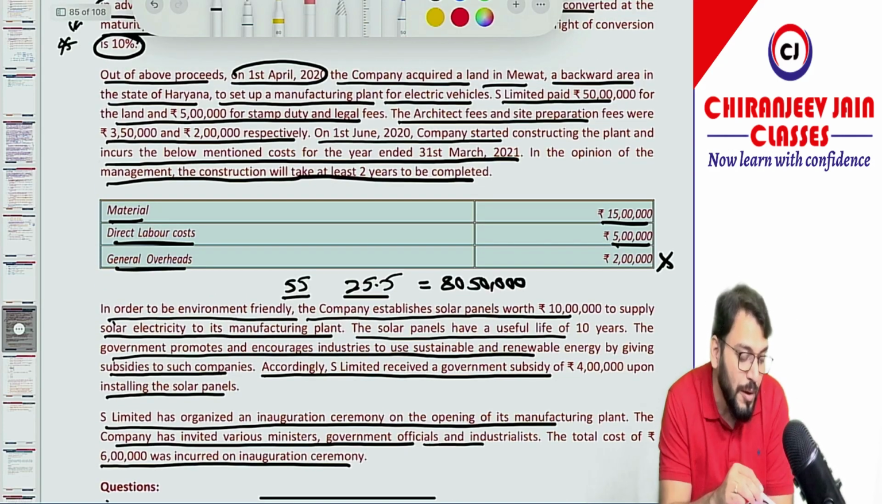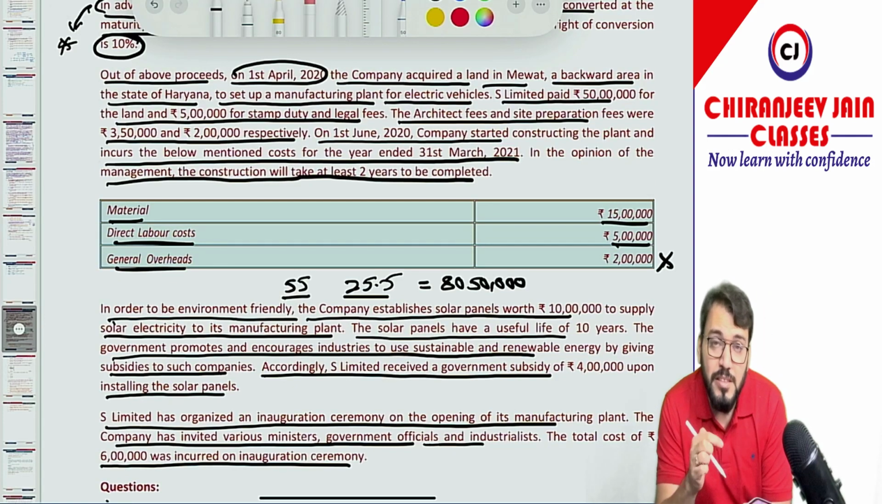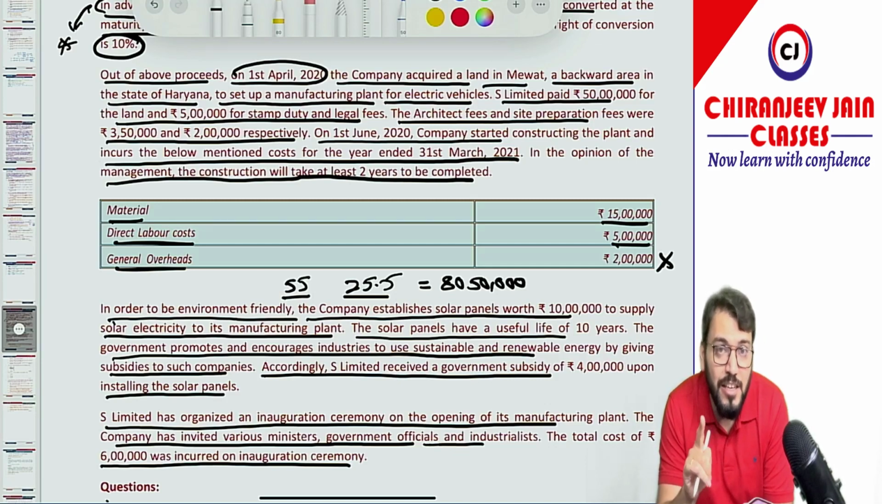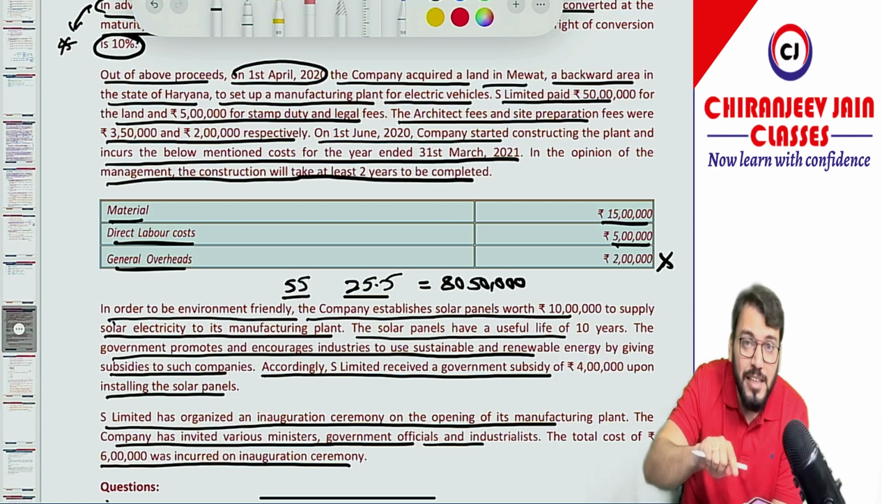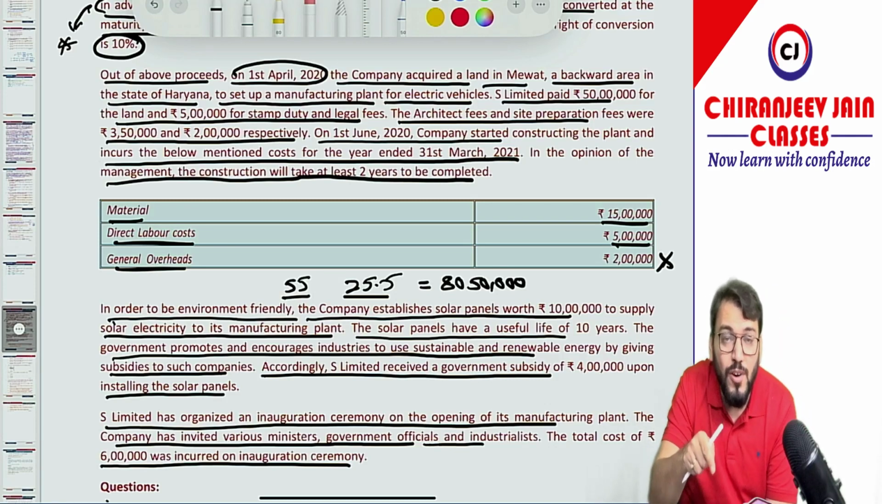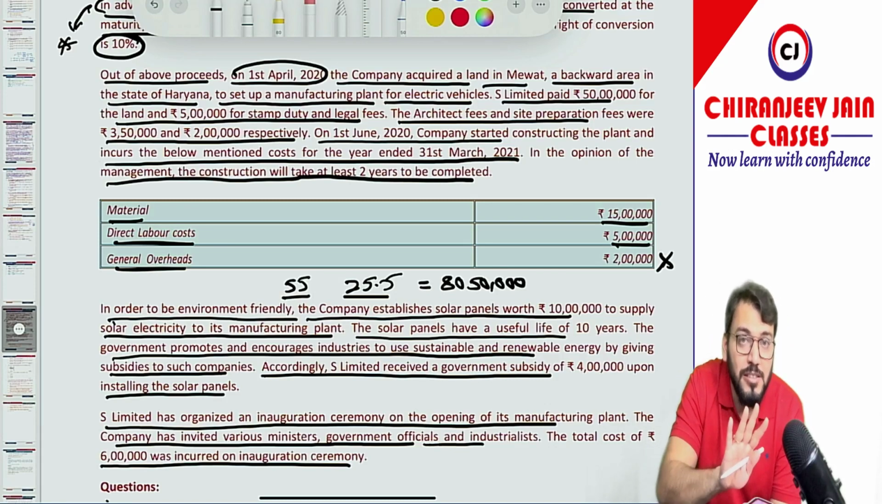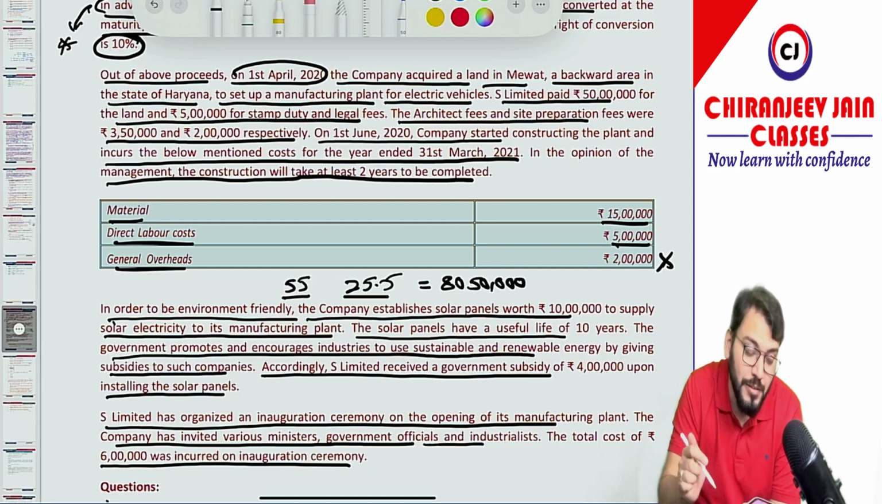It is given that out of the above proceeds, the company acquired a land. Means if the loan amount we have received has been used for the acquisition of land only, then land is not a qualifying asset and no interest will be capitalized. So if you take that assumption that the proceeds have been used for the acquisition of land only, then no interest will be capitalized. Correct now.